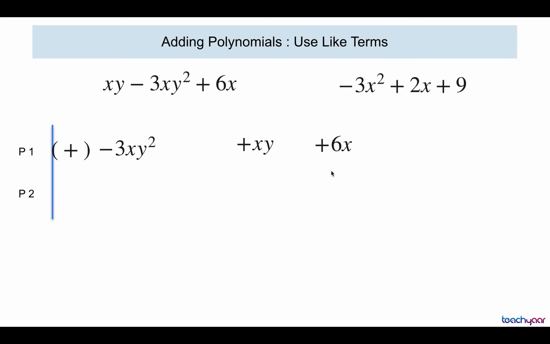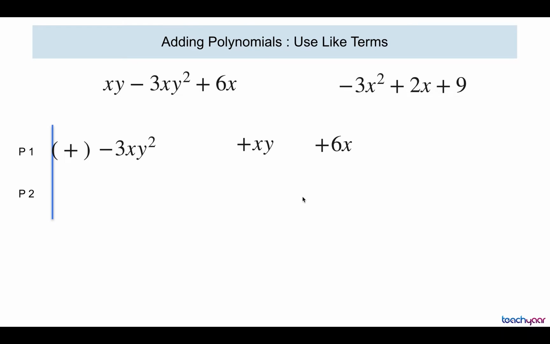Now what you would notice here immediately is that I've written this here as xy minus 3xy square plus 6x. But I've arranged it in a slightly different order. I've arranged it as 6x, xy, and xy square. So we'll just come to that.